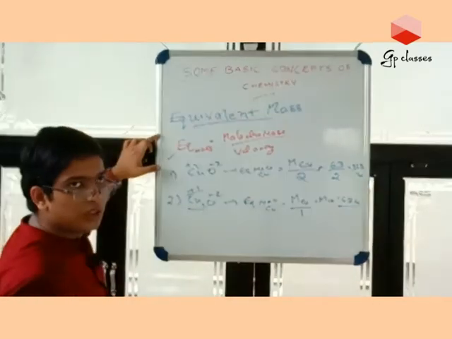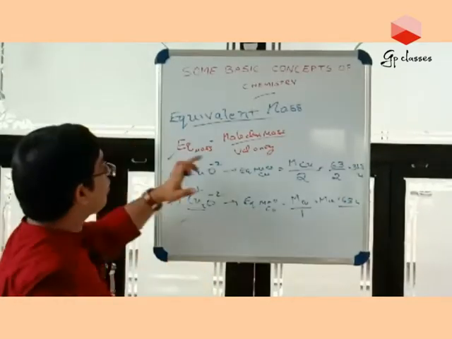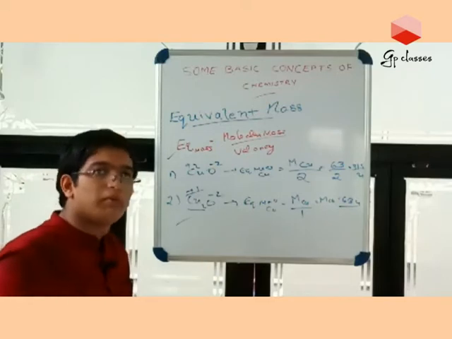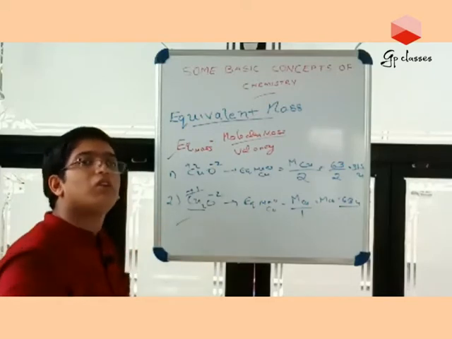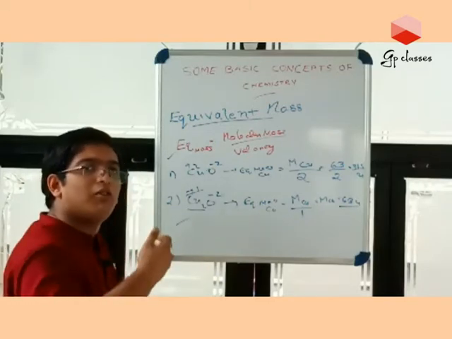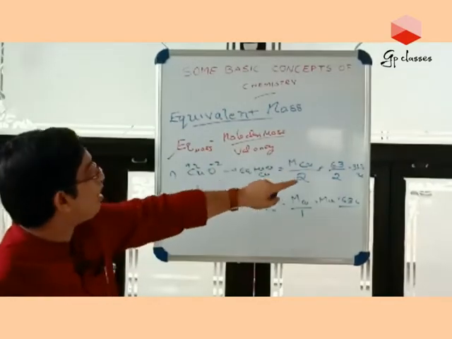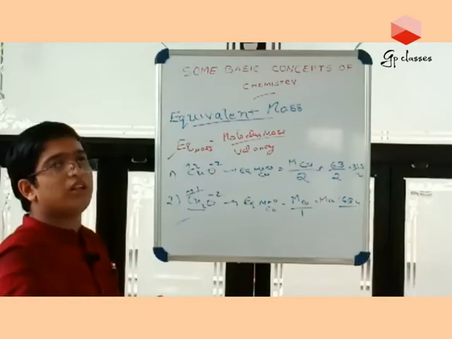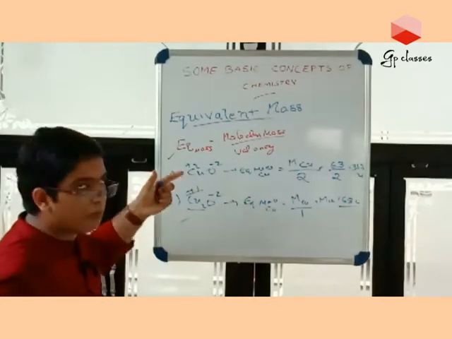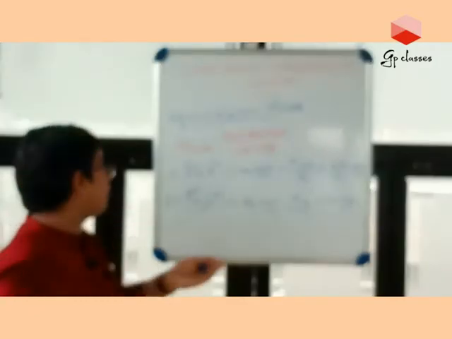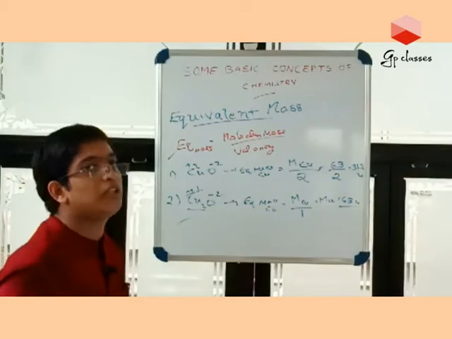So from this, you can understand that equivalent mass is not constant. You know that for a particular atom, atomic mass will be constant. For a particular molecule, molecular mass will be constant. For a particular ionic compound, formula mass is constant. But equivalent mass will differ according to the reaction or according to the compounds. So each atom or each compound will have a different equivalent mass according to the situation.